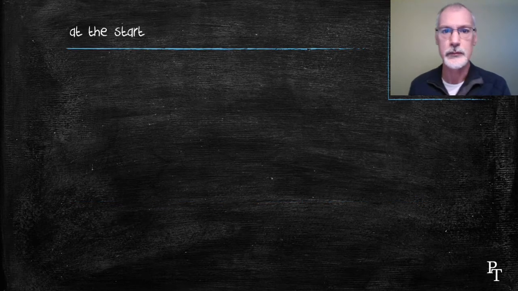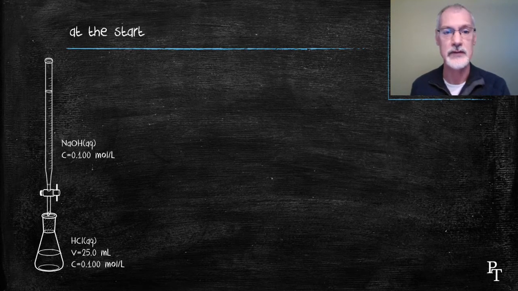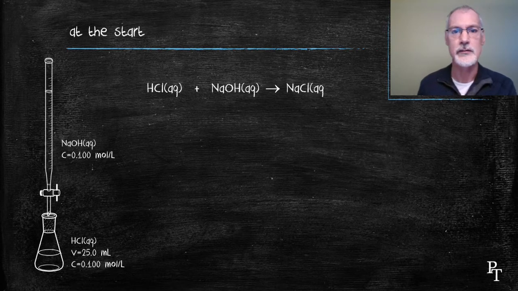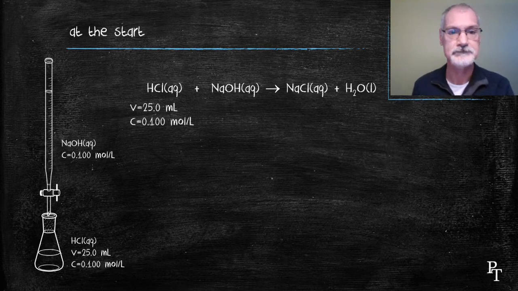Let's begin with a burette filled with sodium hydroxide and down below some acid, in this case hydrochloric acid, 25 milliliters of it. I'll start by providing the equation for the neutralization. Hydrochloric acid and sodium hydroxide will exchange partners to produce sodium chloride, the salt, and water. I'm beginning with 25 milliliters of 0.1 molar acid.